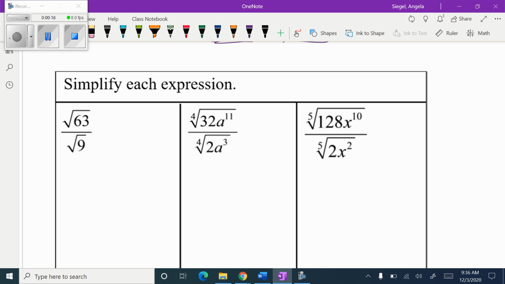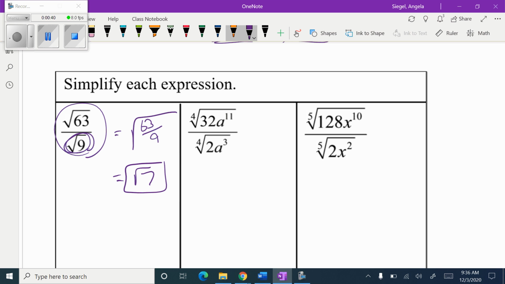So what I'm saying is you could do a couple different things with this one. You could take the square root of that, which is 3, or you could look at it as 63 divided by 9, which is the square root of 7. However you want to look at it, it's fine. Just try to make it as easy as possible on yourself because these get pretty yucky, and just look for ways to help it be a little bit easier.